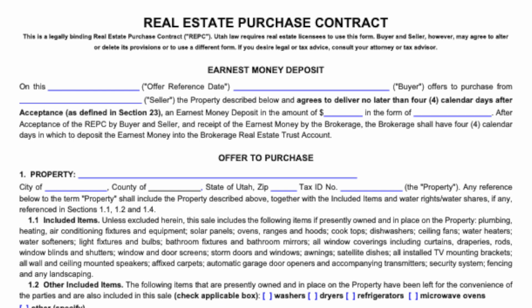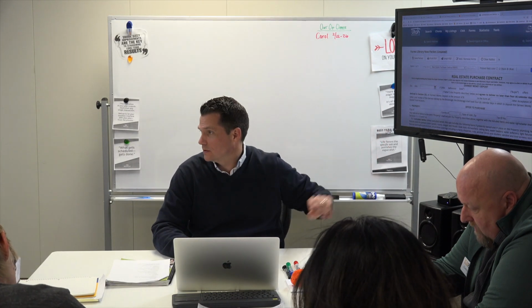This is a legally binding real estate purchase contract, REPC. Utah law requires real estate licensees to use this form. Buyer and seller, however, may agree to alter or delete its provisions or to use a different form. If you desire legal or tax advice, consult your attorney or tax advisor. Okay, so the basic point is you've got to use this. We are not allowed to fill out any other real estate contract form outside of these approved forms. We talked about scope of practice. It's outside your scope. So don't fill it out.